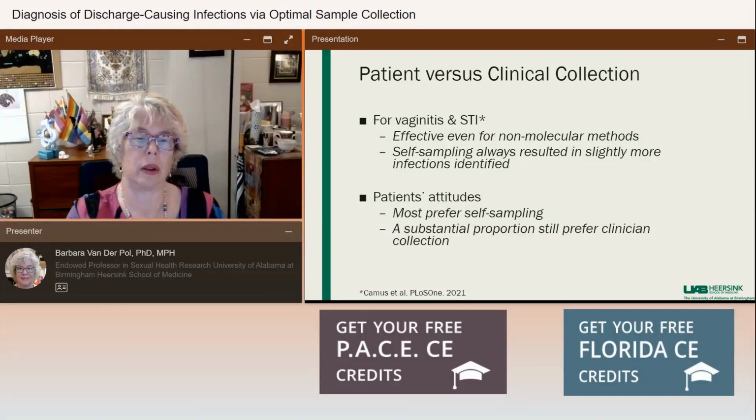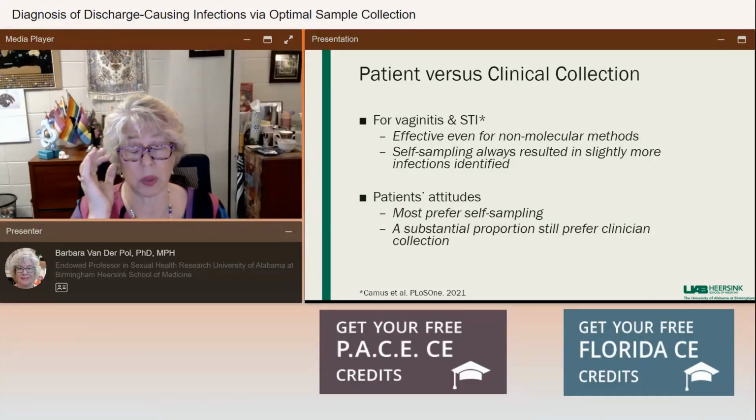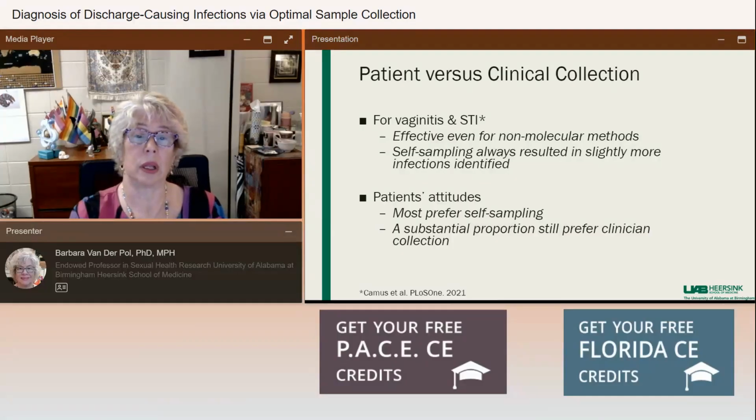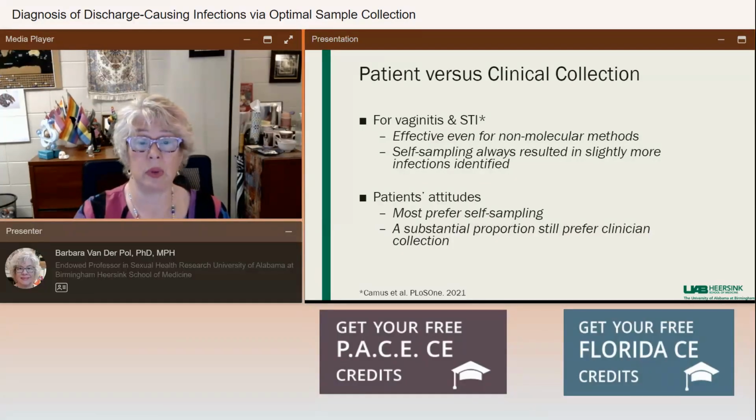So whether or not you're doing molecular tests, or even if you do non-molecular tests, which would include microscopy, there are some enzymatic tests that you can do for BV or for Trichomonas vaginalis. Vaginal swabs have been shown to be effective for that purpose. And this is all data from a study that Camus and colleagues did and published in 2021. They also collected information about patient attitudes, and most patients did prefer self-sampling, but still around a third of people said they preferred a clinician.